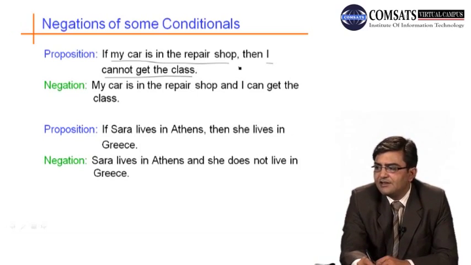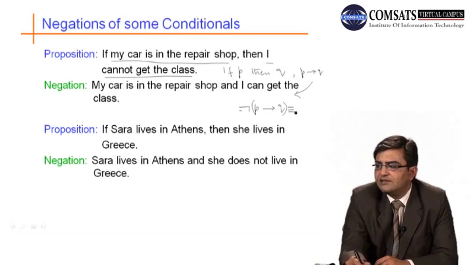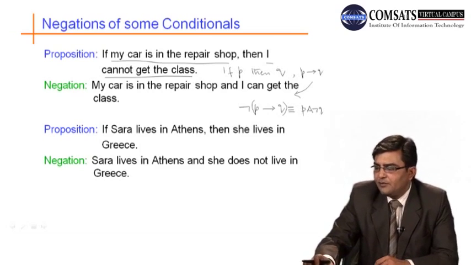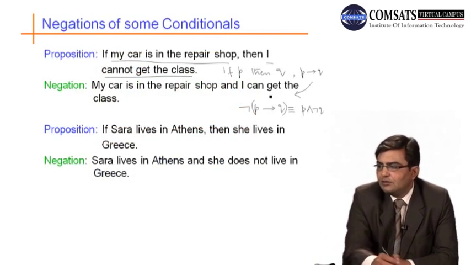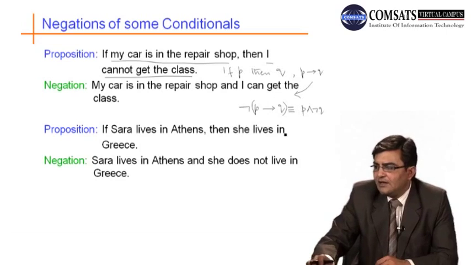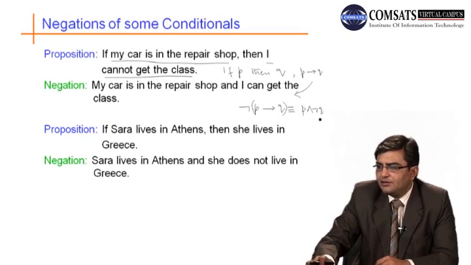Because this is a conditional statement which can be written as if P then Q, or it can be written as P implies Q. And we know that the negation of this P implication, not (P implies Q), is logically equivalent to P and not Q, as we have proved in the previous slide. So its negation is actually P and not Q.